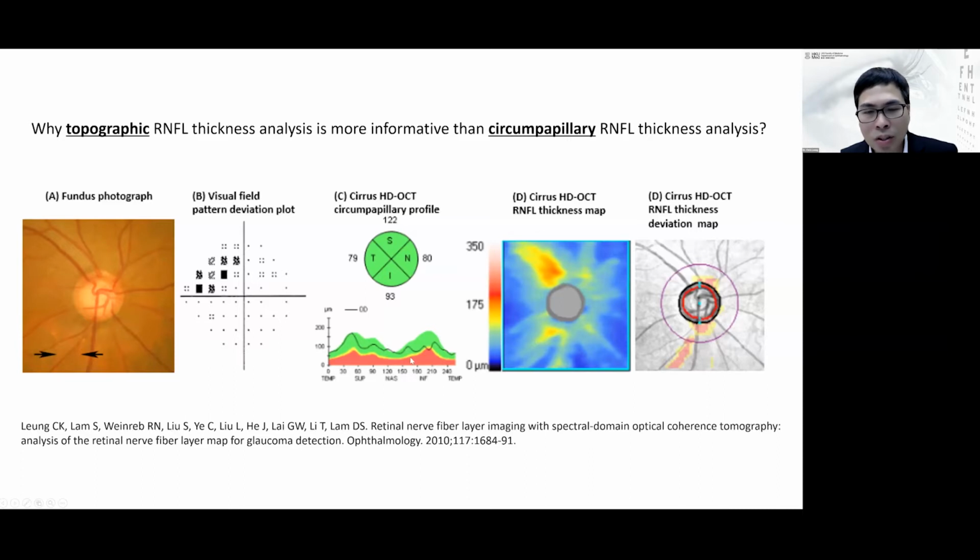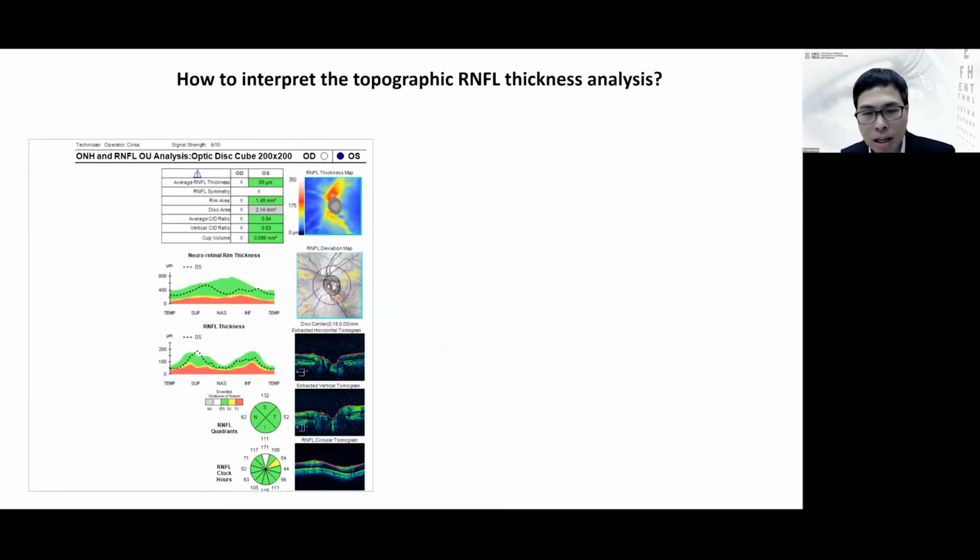In this TSNIT profile, there is a hint that there appears to be a thinning of the retinal nerve fiber right over here. But if you are able to get a topographic measurement, you're getting much more information in terms of the retinal nerve fiber thickness distribution, and you get a high confidence in deciding whether the retinal nerve fiber layer measurements are normal or not.